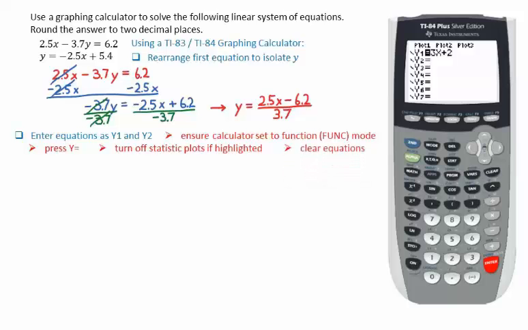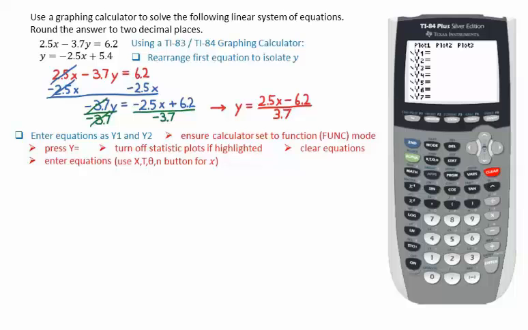If there are any equations on the display, we must clear them. In this case, I have y1 equals 3x plus 2. I have to press the clear button to clear that equation. I then want to enter the equations.